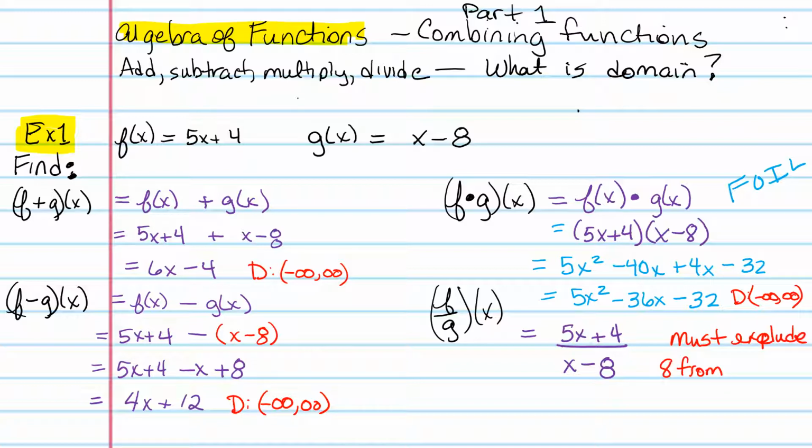And so now my domain is going to have changed. It's going to be all numbers except 8. And so on a number line, remember it would look like a hole here, and you would color in these parts. And if you remember what that looks like in interval notation, your domain is going to be negative infinity to 8, and then 8 to positive infinity, and don't forget your union symbol.